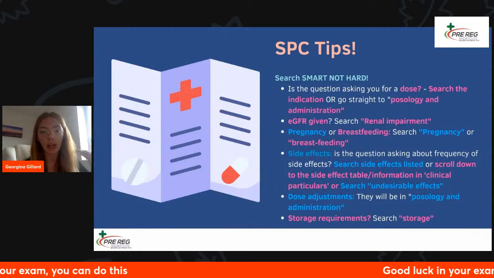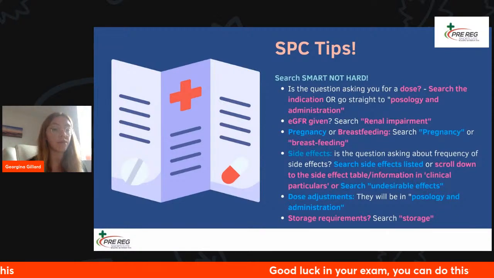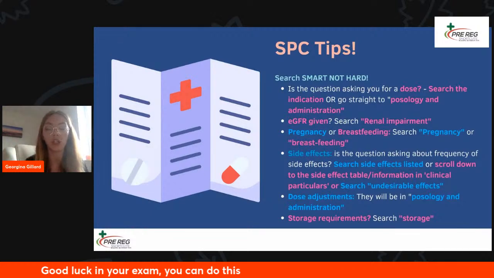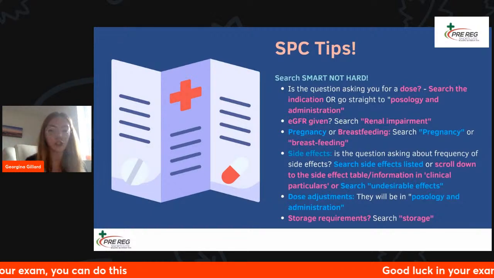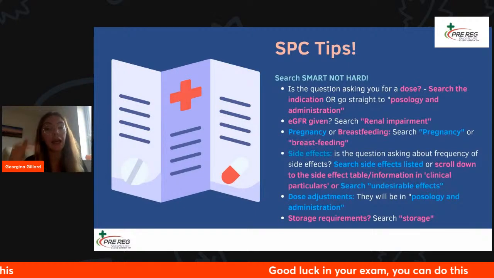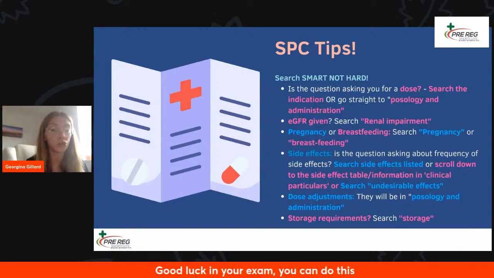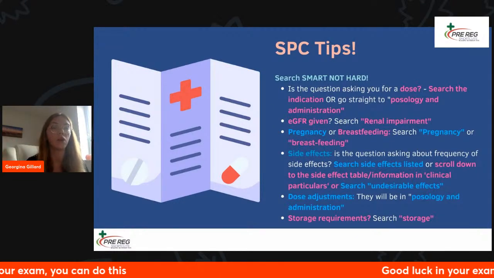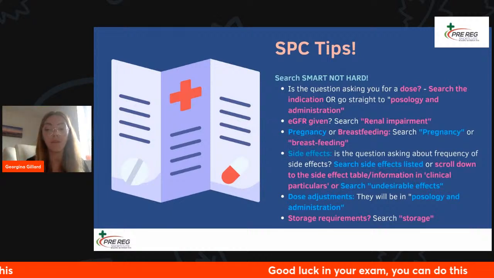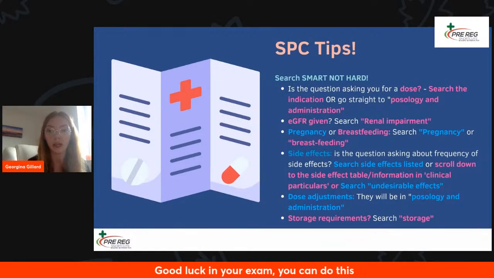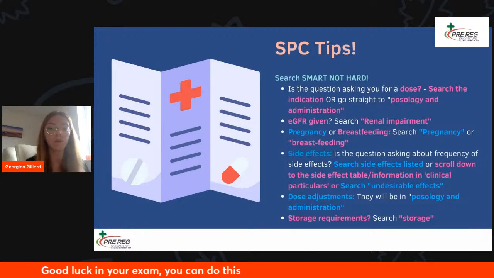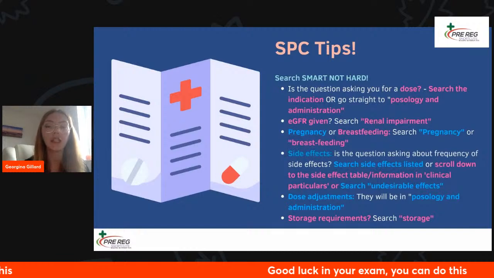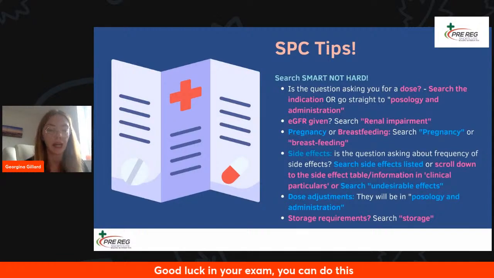Also, what else was I going to say about search tips? If you're going to be having elderly patients, search elderly. Is there going to be dose adjustment in the elderly? Sometimes if you copy and paste your options in, they don't necessarily come up in the PDF viewer, particularly if you are required to calculate a dose via the SPC. Does that make sense, guys, about how you can search smart and not hard with SPCs? You search those key terms in the SPC to bring you straight to that information.